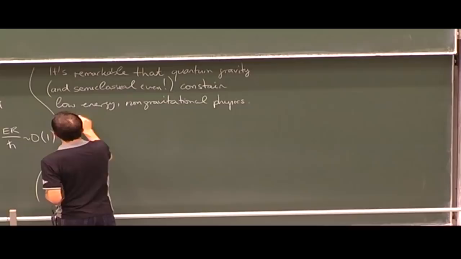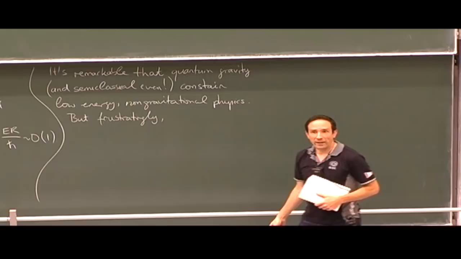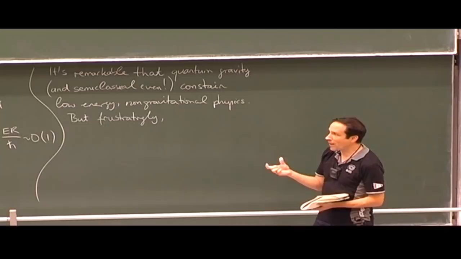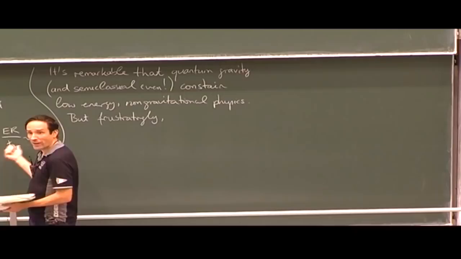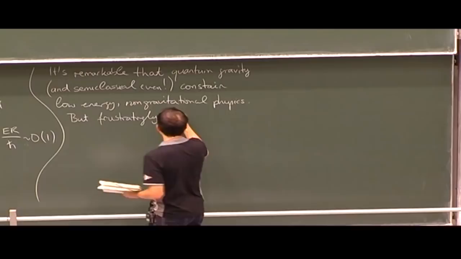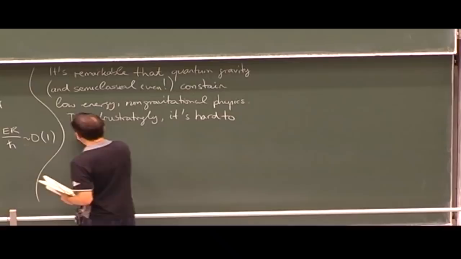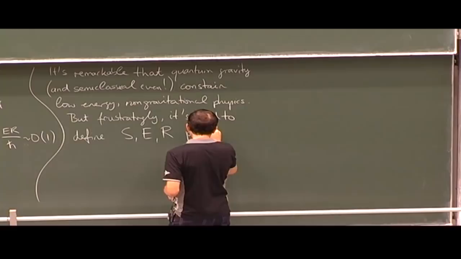But what was frustrating, and remained frustrating for several decades actually, is that just when things get interesting, just when it looks like we're really getting into a regime where this bound is seriously challenged, it might still work. We'd like to know, is the right and left hand side like 1.4, 1.3, 1.5? A lot depends on that. It might be both order one, but the bound could be violated. It might be both order one, but the bound could be fine. It's hard to define all three of S, E, and R precisely, precisely enough to really check things in this regime.